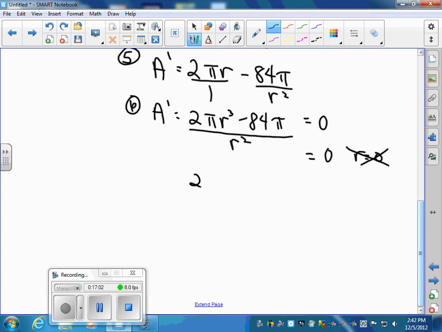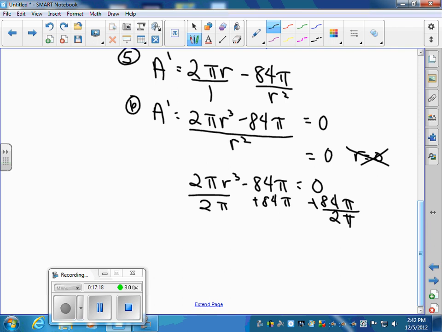So then we take 2 pi r cubed minus 84 pi, and we're going to set that equal to 0 and solve for r. So add 84 pi, and then divide by 2 pi. So r cubed would be equal to 42, and that would make r the cube root of 42.